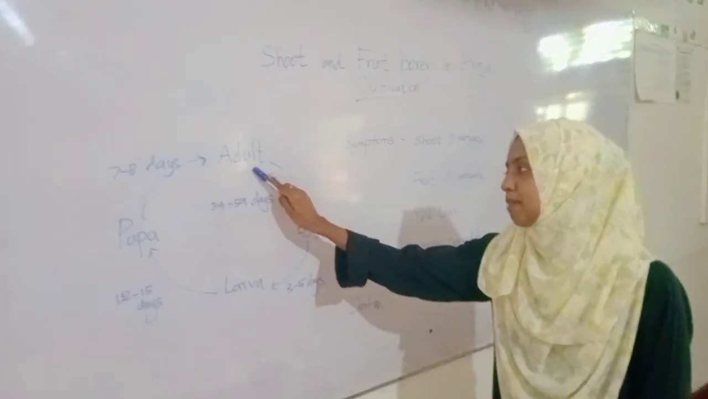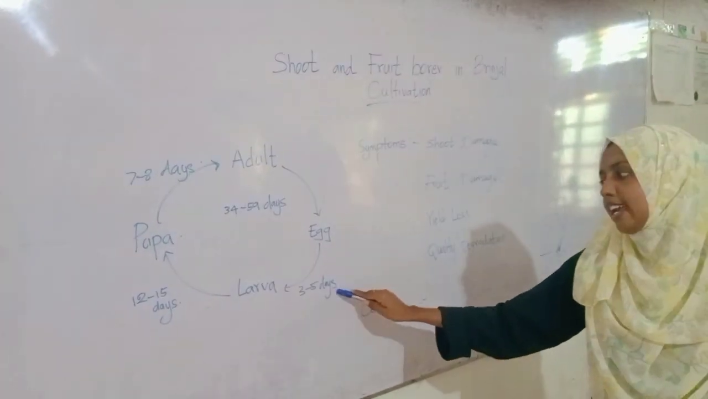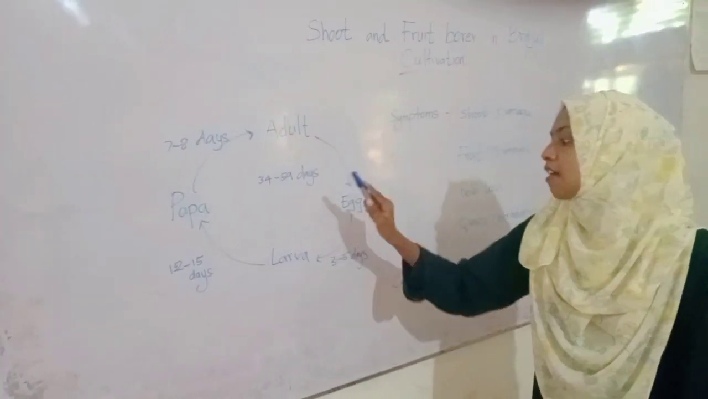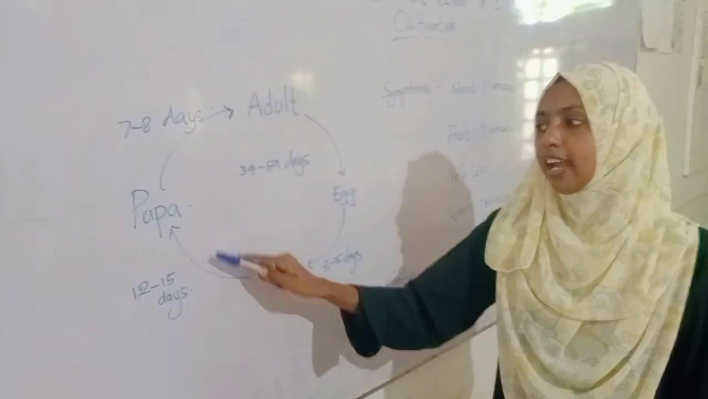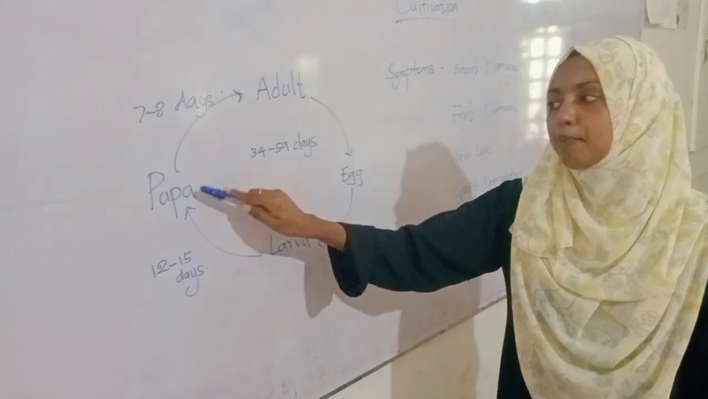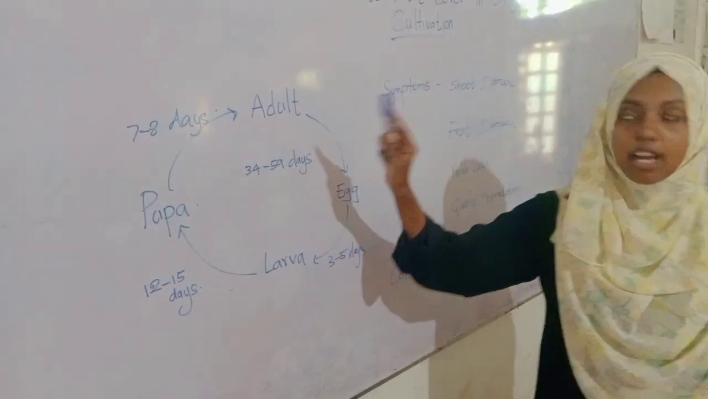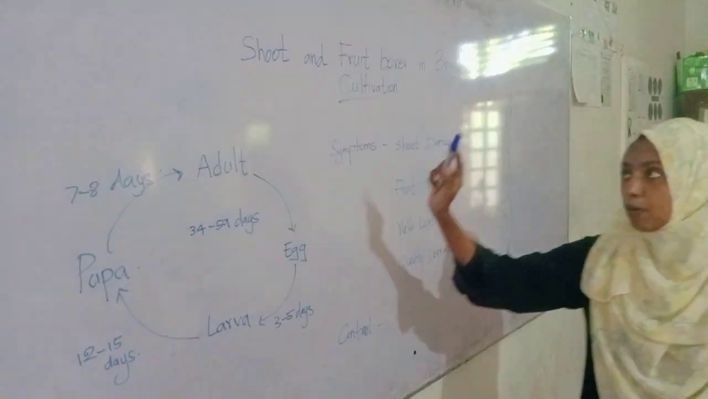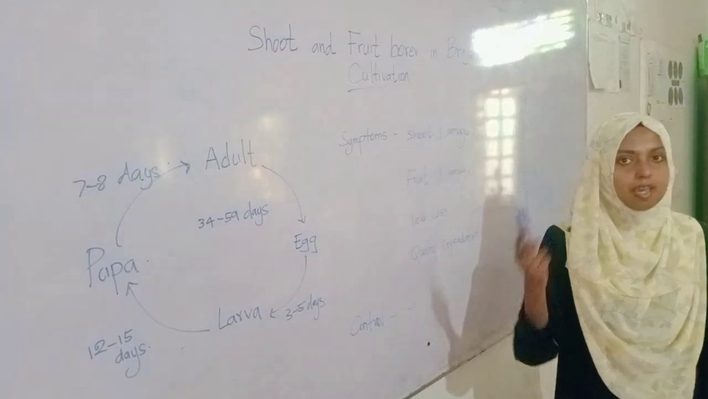Adults lay the eggs. The egg matures in 3 to 5 days, and the larva is produced. The larva matures in 12 to 15 days, and then comes another stage, the pupa. The pupa matures in 7 to 8 days and becomes an adult. Shoot and fruit borer is a significant pest that can cause severe damage in brinjal cultivation.